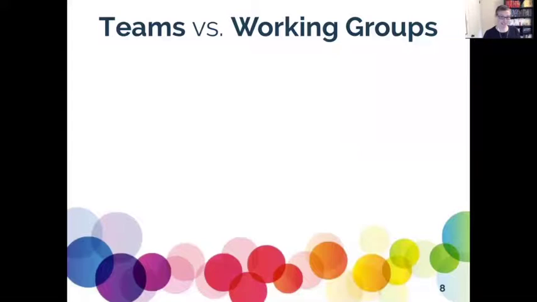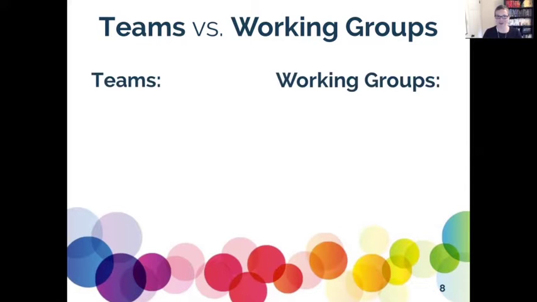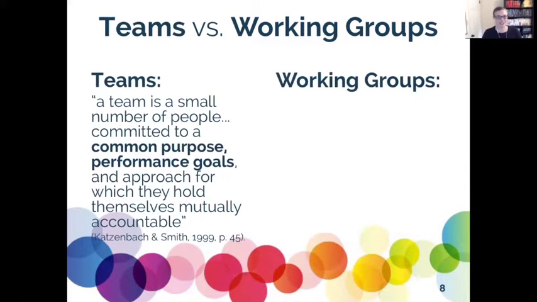Okay, and speaking of teams, I want to actually define that as well. And on one hand, knowing that most of you already work with teams, you might be thinking, yeah, we got this. You don't need to explain it to us. But I want to point out a nuance that I think is important. So this is a definition of teams from Katzenbach and Smith, who wrote a great book called The Wisdom of Teams. A team is a small number of people committed to a common purpose, performance goals, and approach for which they hold themselves mutually accountable.